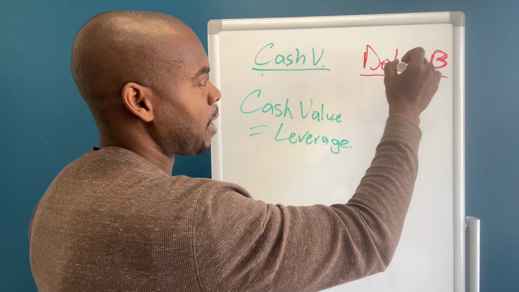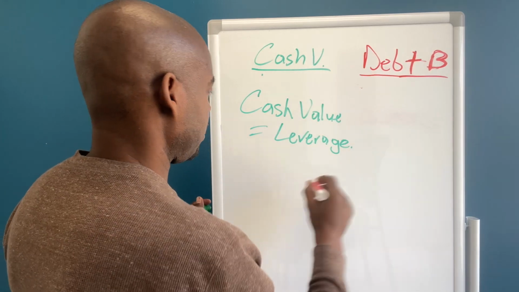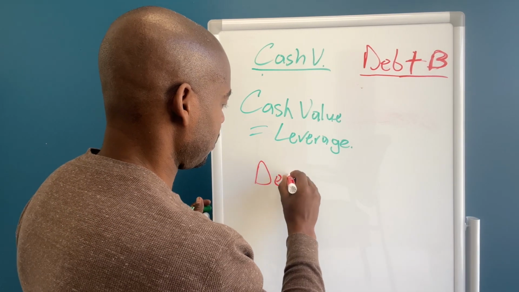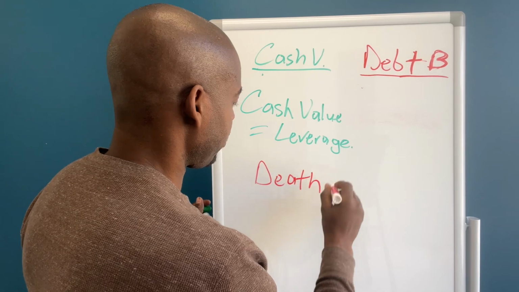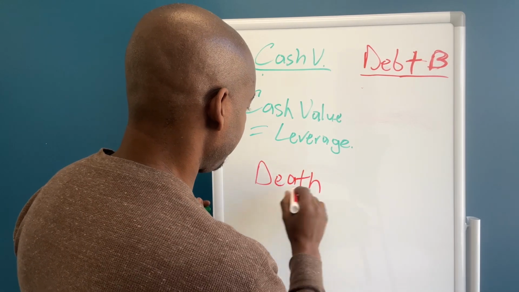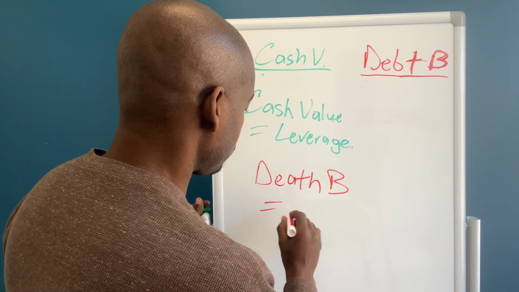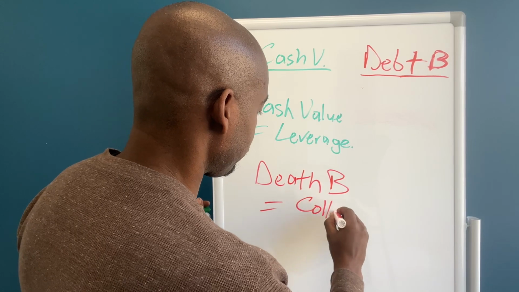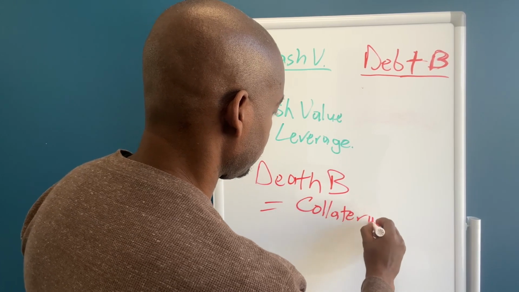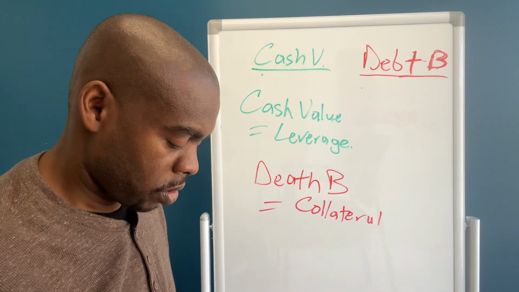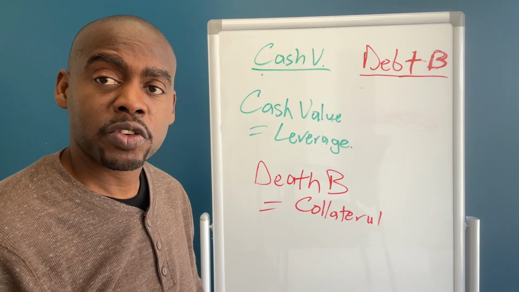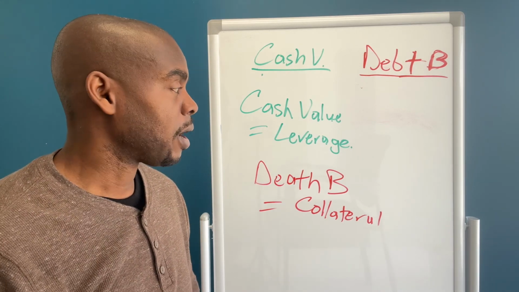So, your death benefit equals collateral. Okay? So hopefully that cleared up some confusion that you may have had.